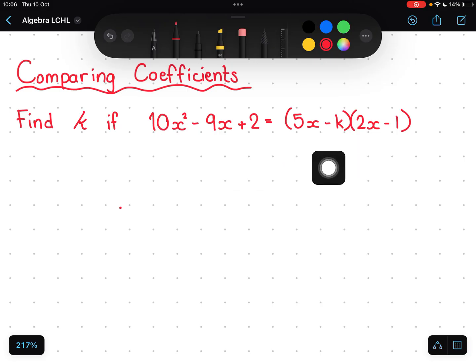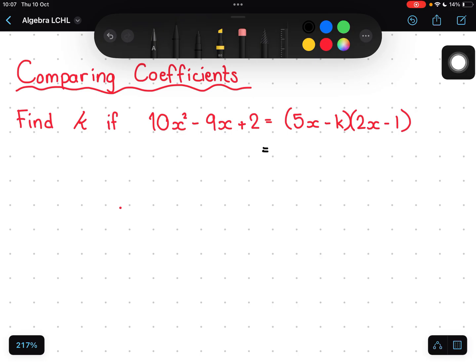So to figure out what k is, I need to write both of these in the same form. So I can either factorize the left-hand side so that I have it in brackets, or I can multiply out the right-hand side so that I have this expanded. Okay, so that's how I'm going to figure out what k is. I need to write both sides in the same form. So I'm going to expand out the right-hand side.